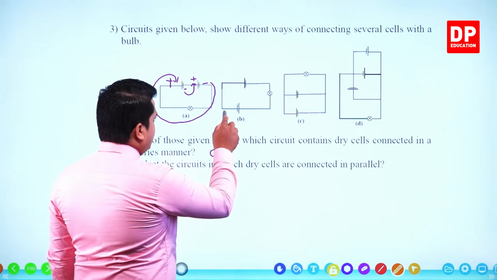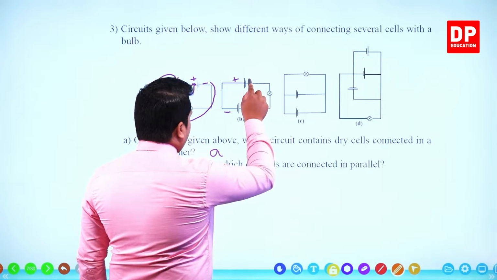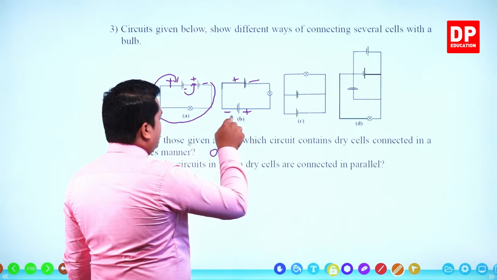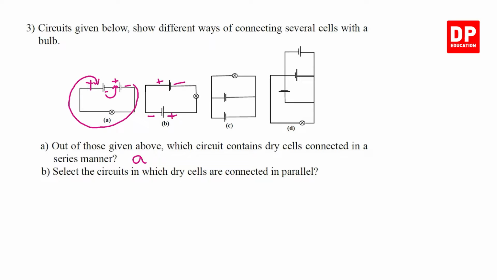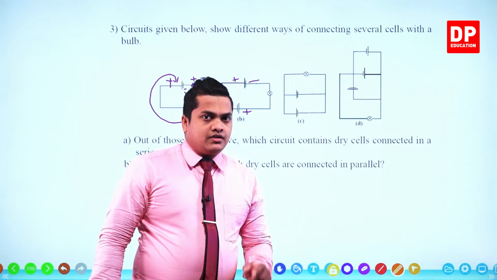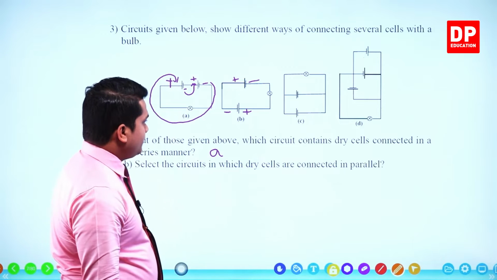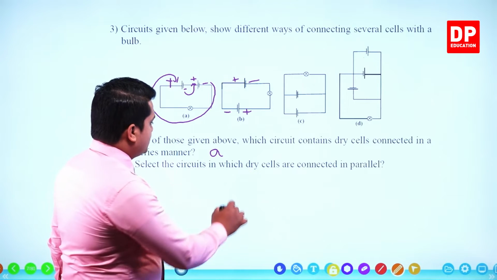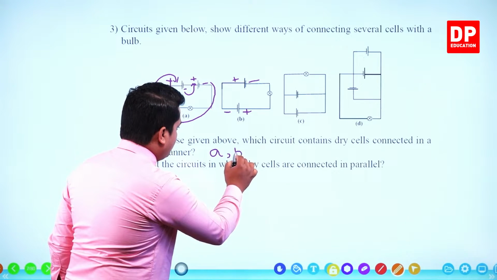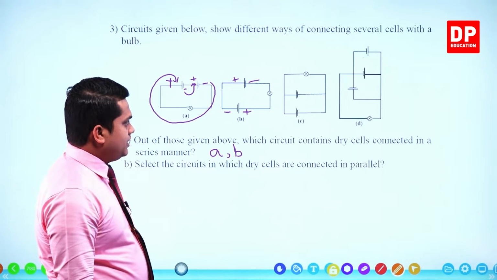Then here negative, positive, negative, positive. How to identify the negative and positive terminals? It's real simple, my dear children. Longer terminal is the positive, shorter terminal is the negative. So once again in B also you can observe opposite terminals interconnected with each other. So B.